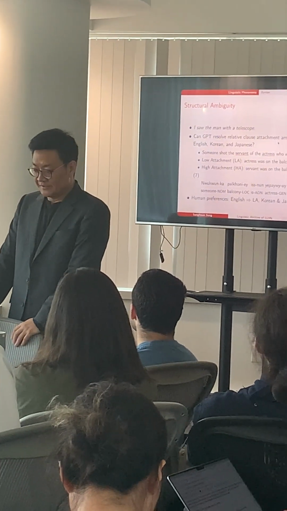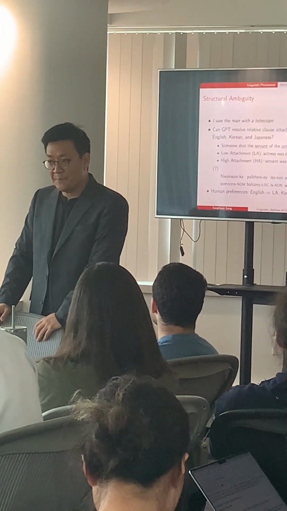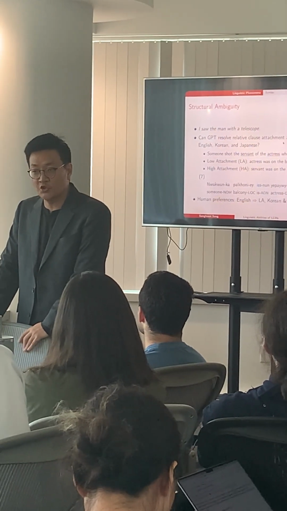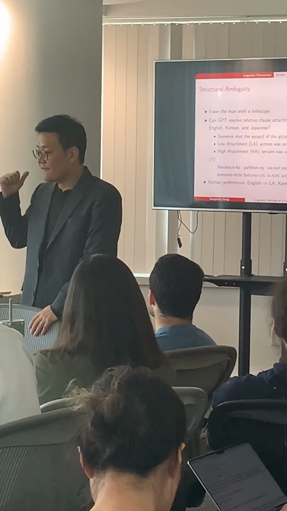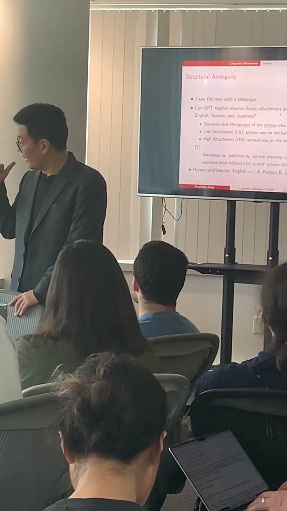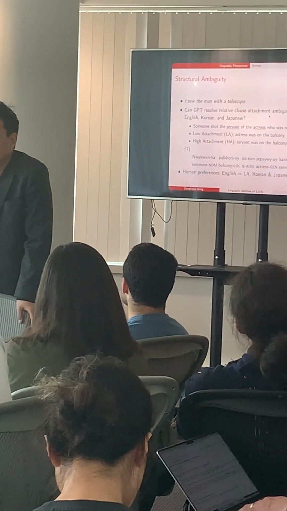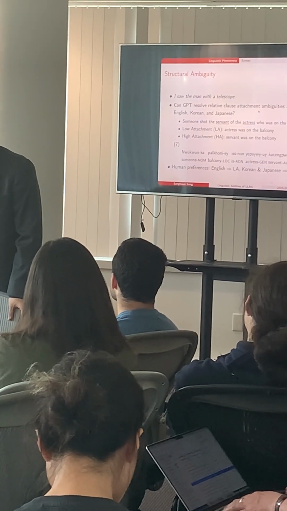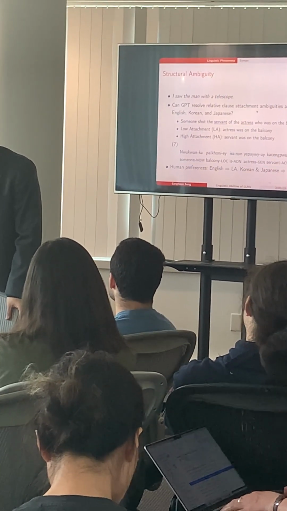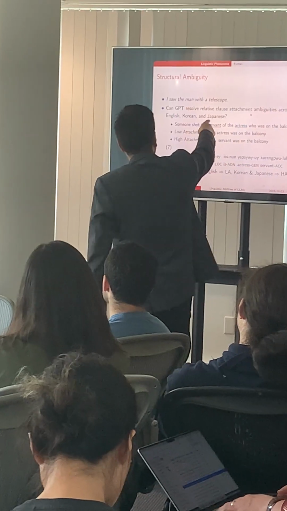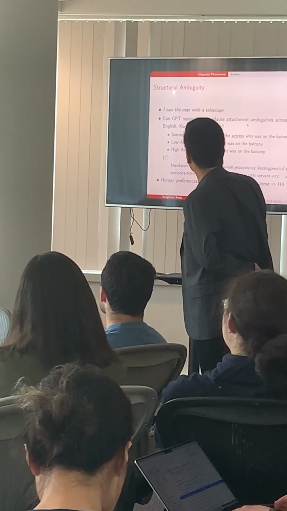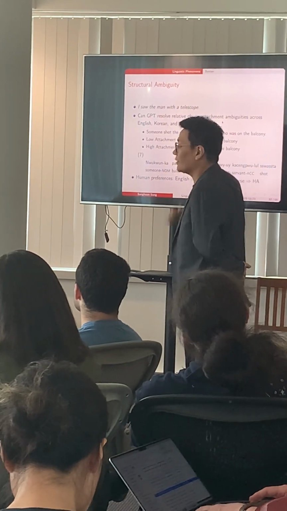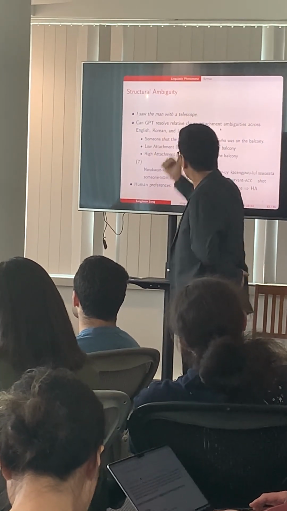And then again, in my idea, ambiguity is a very important issue in understanding human languages. So furthermore, I tested ambiguities in more detail. The first one is structural ambiguity, the attachment ambiguity. This one is quite well known. I saw the man with a telescope. Okay, so this sentence means the man with a telescope or a telescope as an instrument.